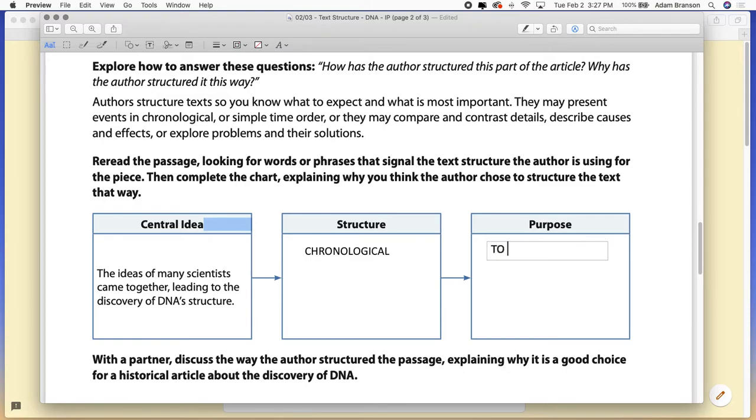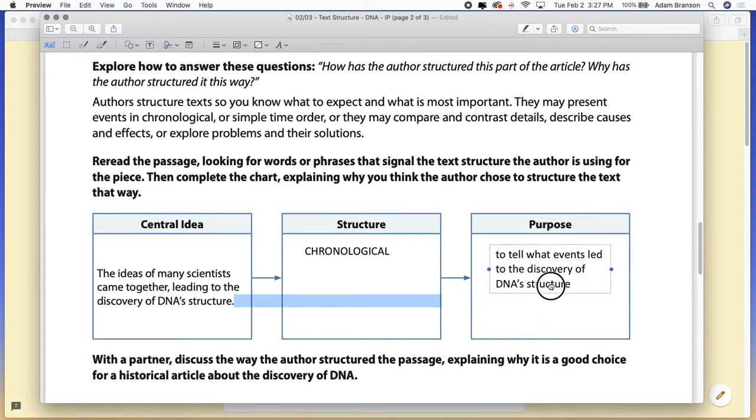So the purpose is to tell, let me not type in all capital letters like some people we know, to tell what events led to the discovery of DNA's structure. And there we have it. That's his purpose. Simple as that. He did it chronologically because he wants to just show you the events that led up to the discovery.